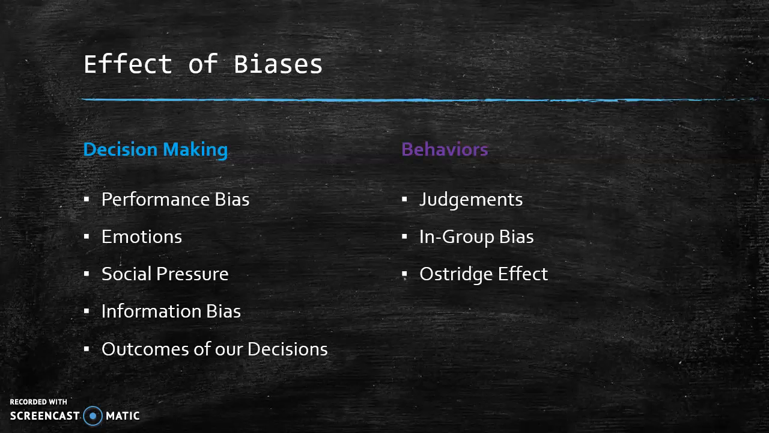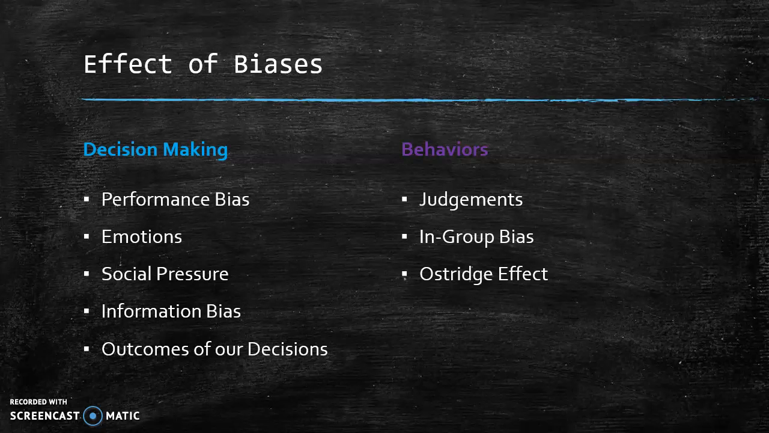Then there's information bias, which is a tendency to seek information when it does not affect the action, and more information is not always better because with less information, people can often make more accurate predictions. And lastly, there are the outcomes that come from our decision making, which is if we are not aware of our biases, we can bring unfairness to another who can be affected by our decision because it was unfair and because we were unfair.